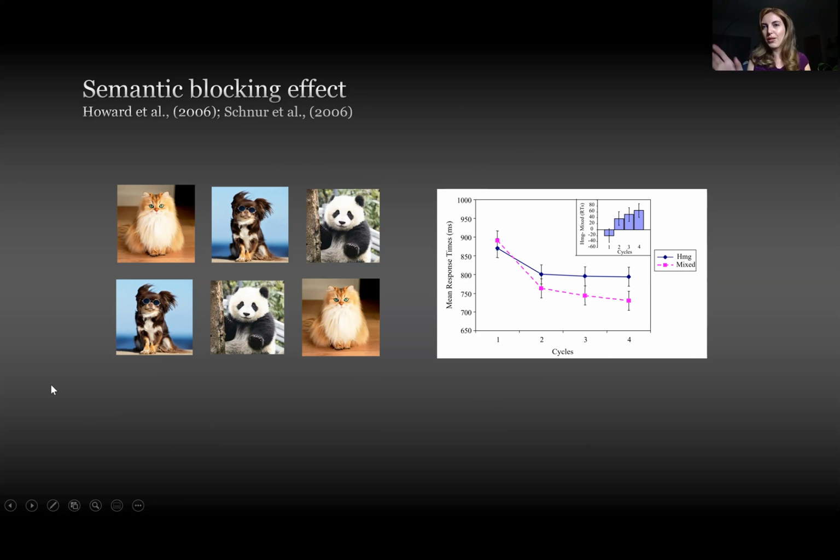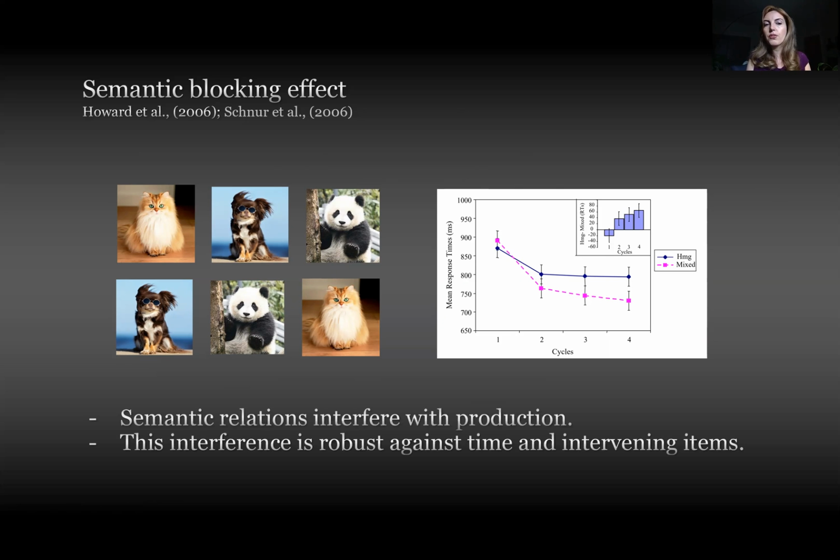This effect is very robust, has been replicated many times, and two findings are of note here. One, of course, is that semantic relations generally induce interference in the production system. But further studies have also shown that the effect is robust against both the passage of time and the insertion of intervening items. So if cat and dog are separated by a longer period of time or by the insertion of an unrelated item like shoe, you still get the semantic blocking effect.